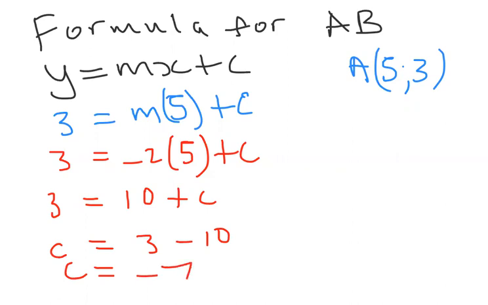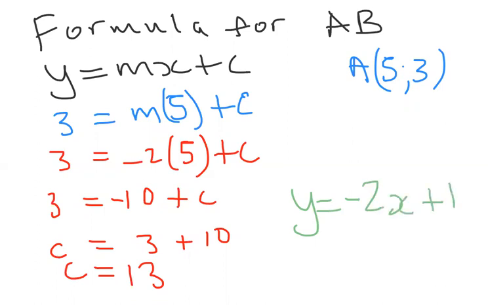Let me just see if I work that out right. So that's a 10. That's minus 10, sorry, I made a mistake. So that's minus 2 times 5 is minus 10. So if it goes over, it's going to be plus 10. So this is going to be 13. So c is 13. So this line formula is going to be y equals mx plus c, m is minus 2x and c is 13.